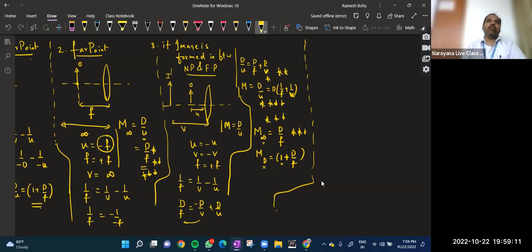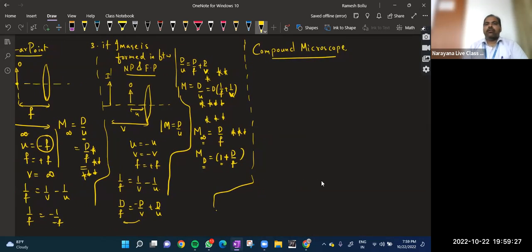You have to add more lenses. So when more than one convex lens is used, that microscope is called what here? Compounding microscope or compound microscope. First, let me introduce the construction of the compound microscope. It has how many lenses totally? Two convex lenses. One has a very small focal length, that is called the objective lens. Why am I calling it the objective lens? It is placed near the object. It is placed near that microorganism.